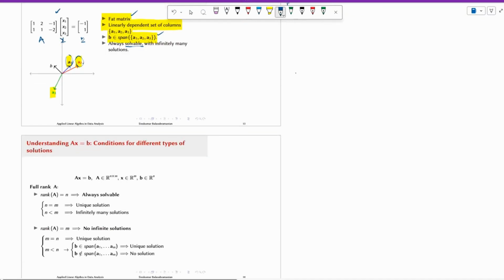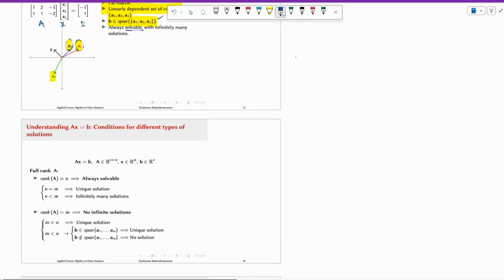So those are a set of conditions for the three possible solutions. Now we'll try and summarize all this and see if we can have a concise set of conditions that you can use for figuring out whether a given set of linear equations has a unique, no, or infinitely many solutions.